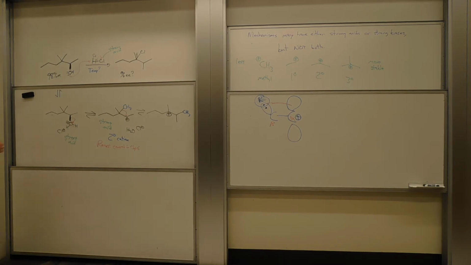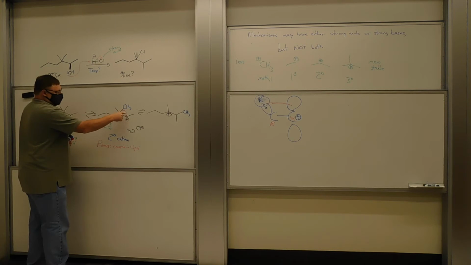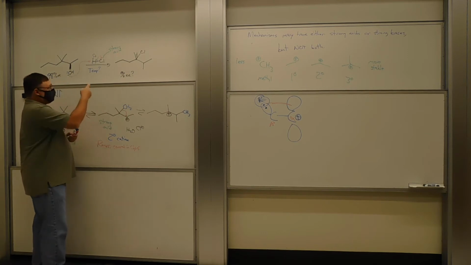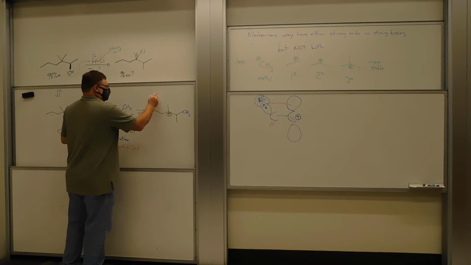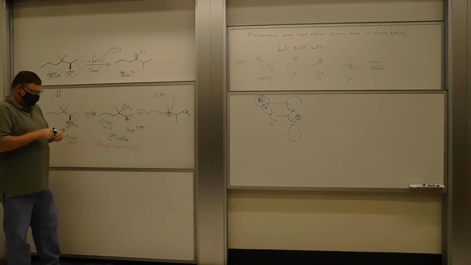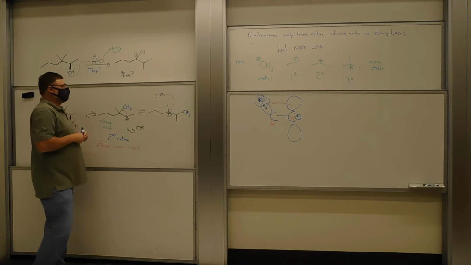Okay, so in this case, if either of these methyls moves, you get a tertiary carbocation, you get the chemistry you expect here. And now to get to that final product, the chloride attacks, and there you go. So like I said, it's a long mechanism.